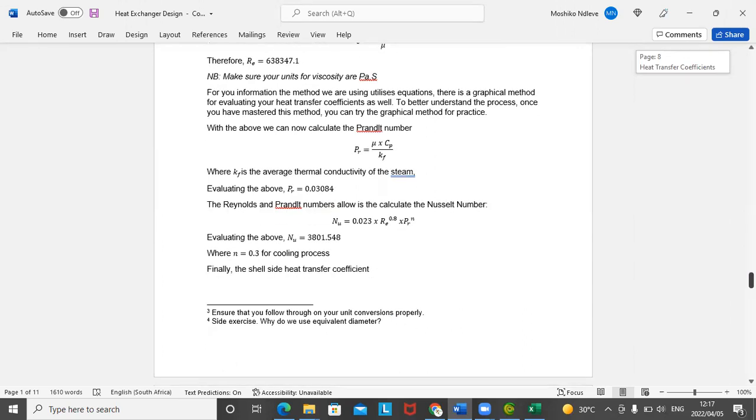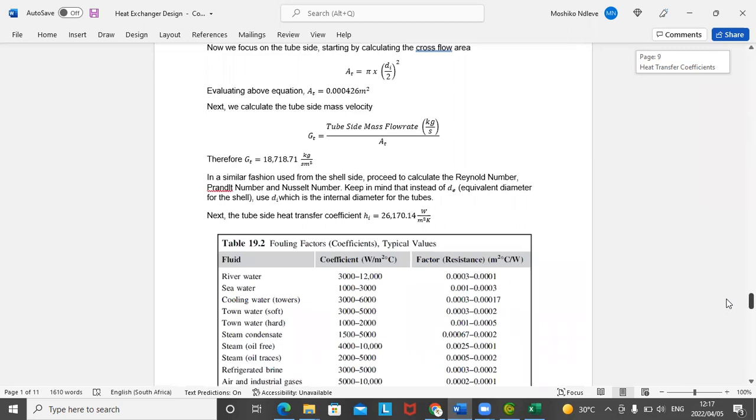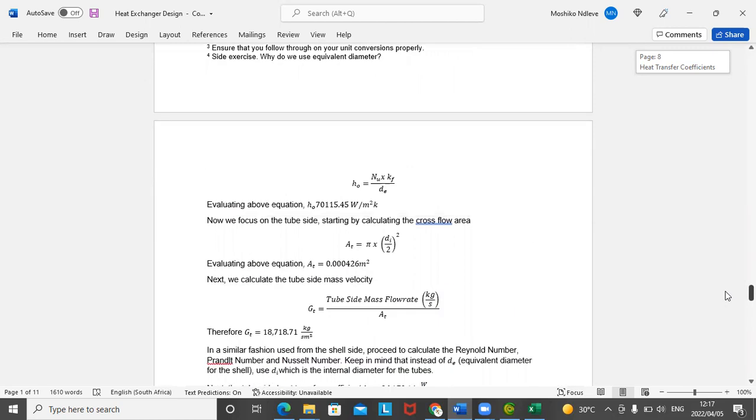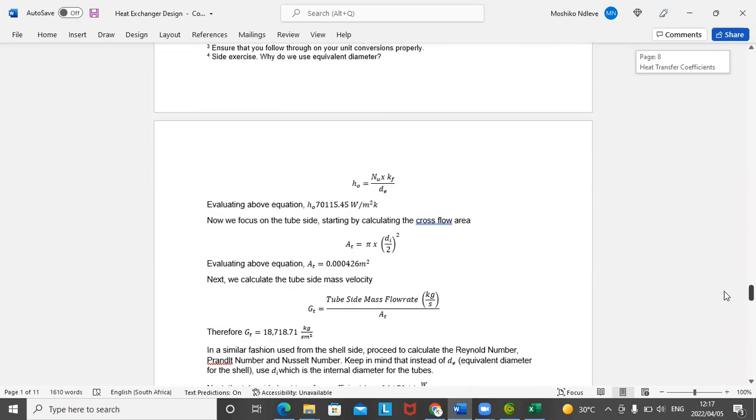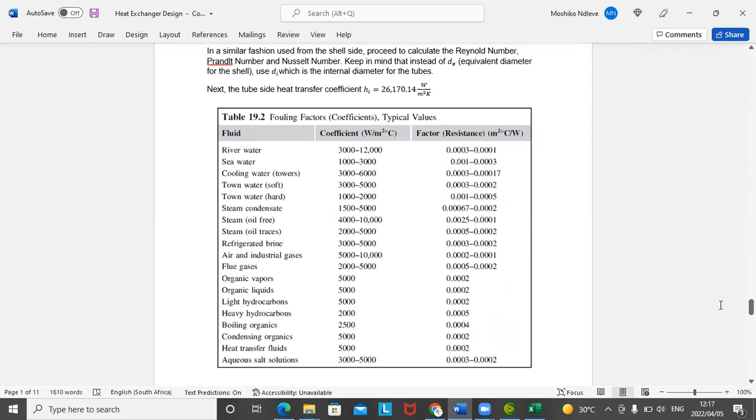It will proceed to how to calculate the Nusselt number, and then for the tube side, it will also give you the formulations on how to do that, and everything that's there. And finally, you get to this table, which will give you your typical fouling factors, and we are using condensate steam, which is between 1,500 and 5,000.